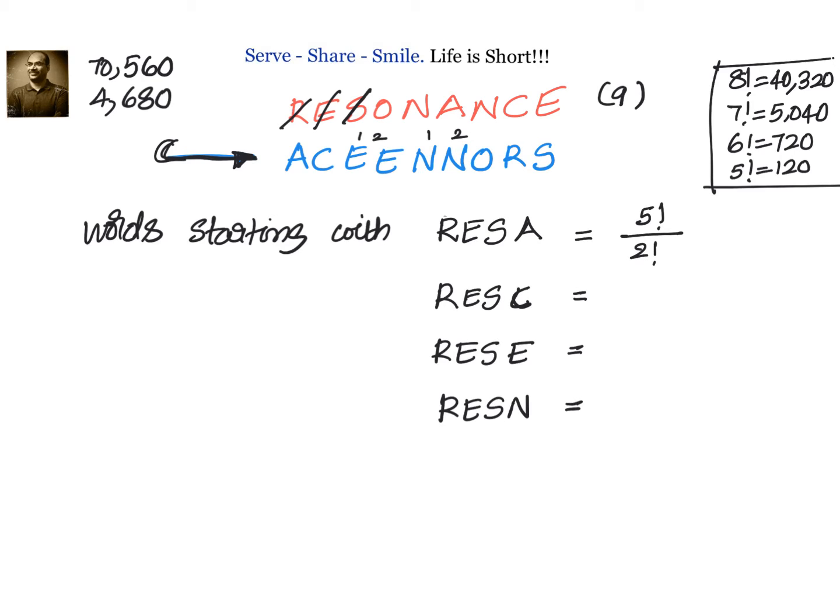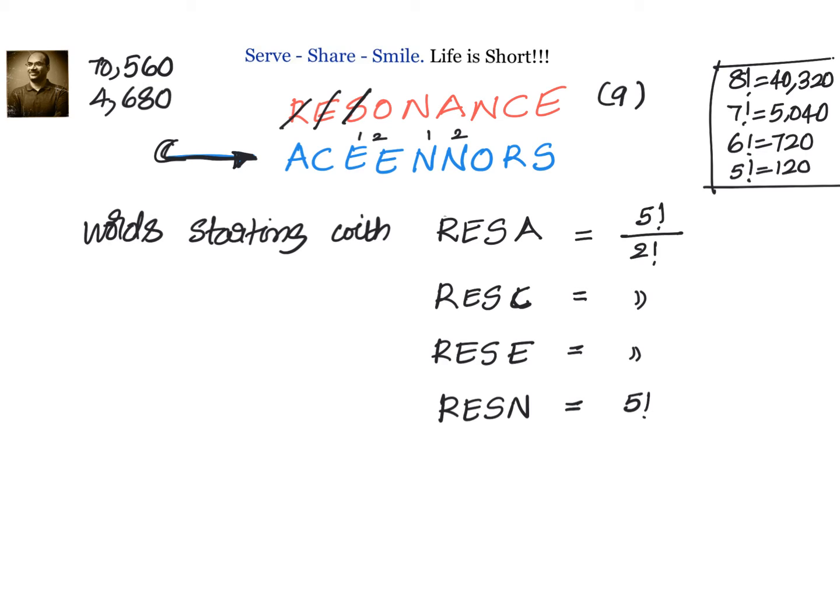Similarly, I go to RESC, I have again N repeating 2 times. If I go to RESE, there I have again N repeating 2 times. When I go to RESN, both E and N are fixed. That means there are no repetitions.